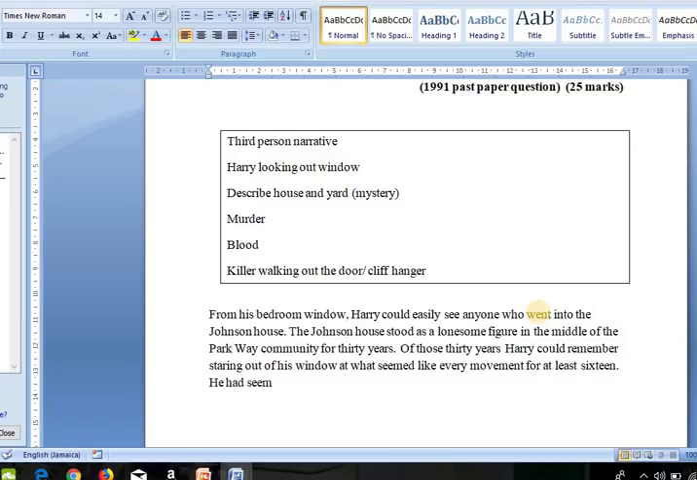He had seen the house transformed from a place of joy 10 years ago to a lifeless shell only 7 years later.